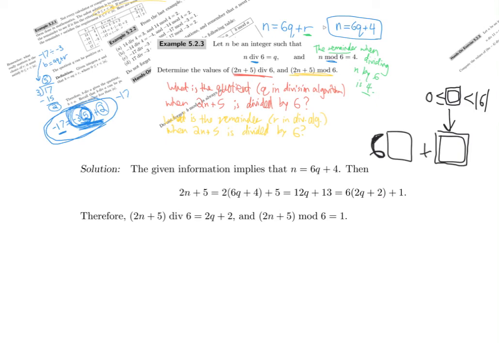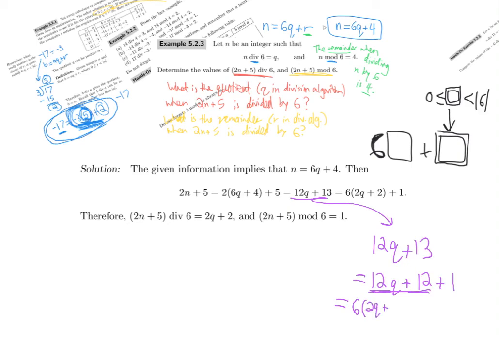So if the algebra there isn't making sense, we can look at that a little more. So 12q plus 13, well, that's the same as 12q plus 12 plus 1. And I did that because I noticed I would get a common factor of 12, but I don't really care about a common factor of 12. I care more about a common factor of 6, which is why I get 6 times 2q plus 2 plus 1.